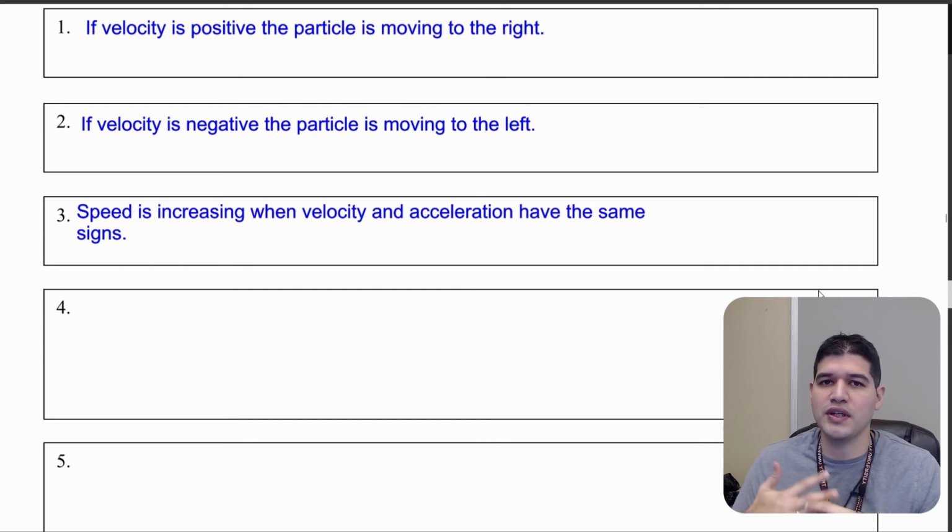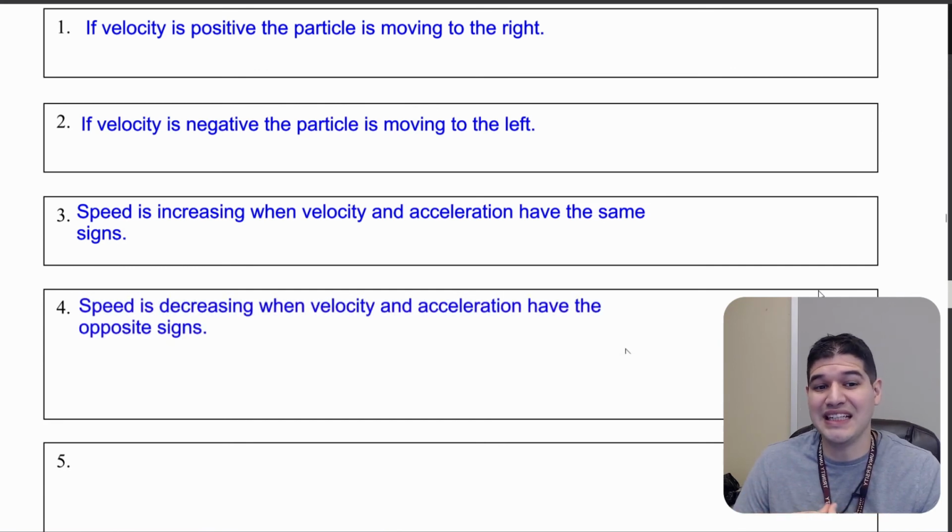So then the other thing that we want to keep in mind about speed is that speed is decreasing when the velocity and acceleration have opposite signs. Velocity could be positive, acceleration might be negative, or the opposite might be true. So then that means that the speed is actually slowing down.